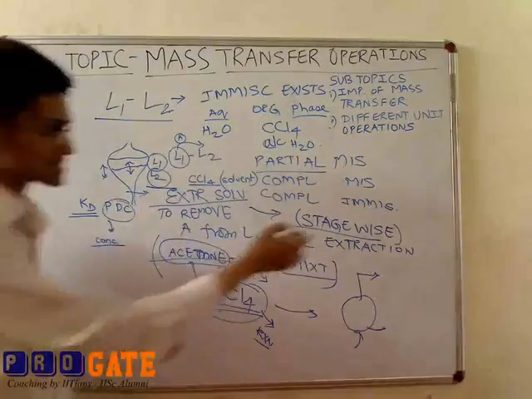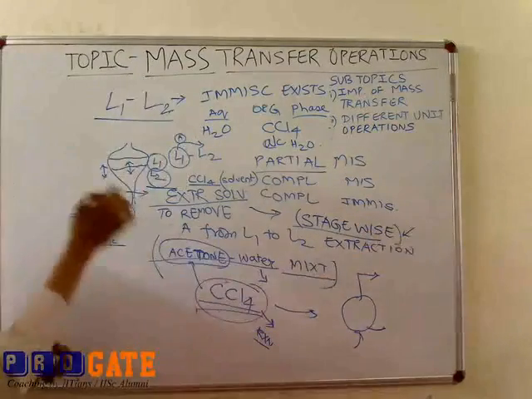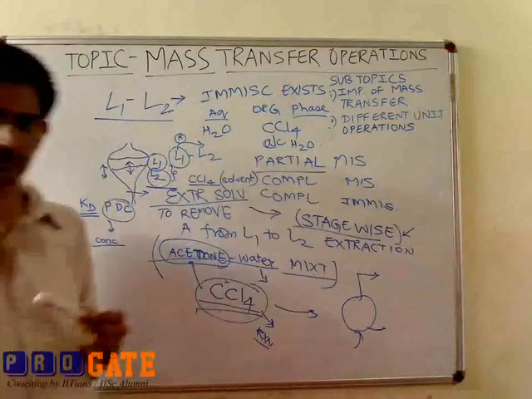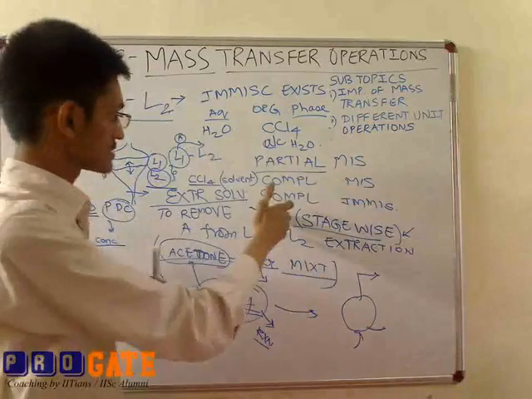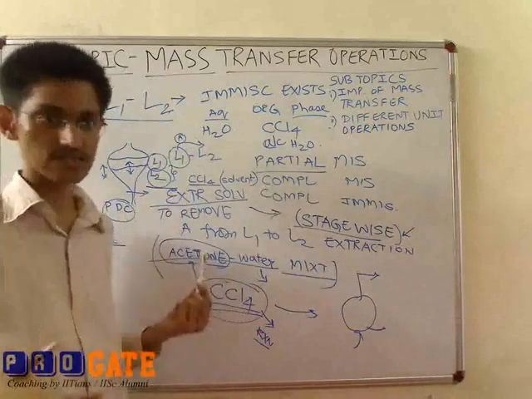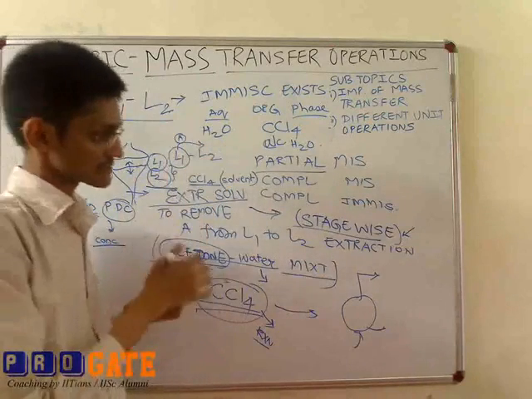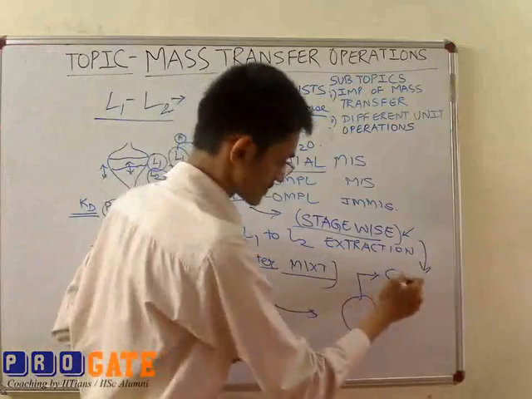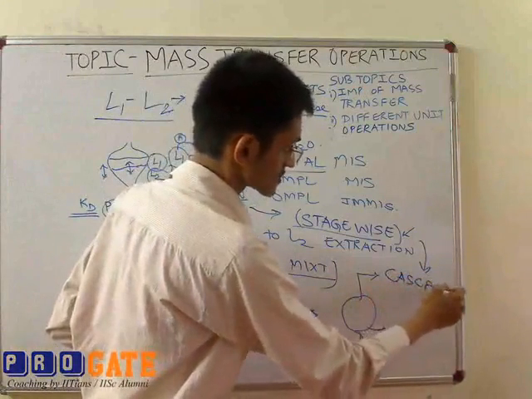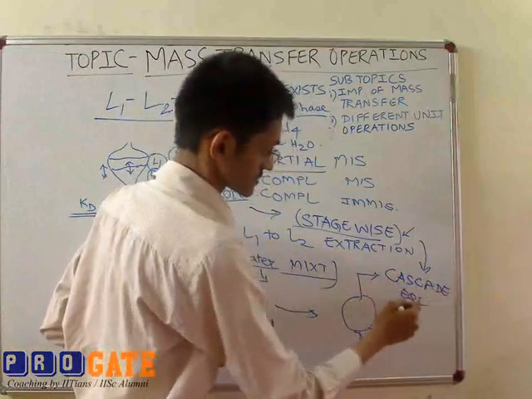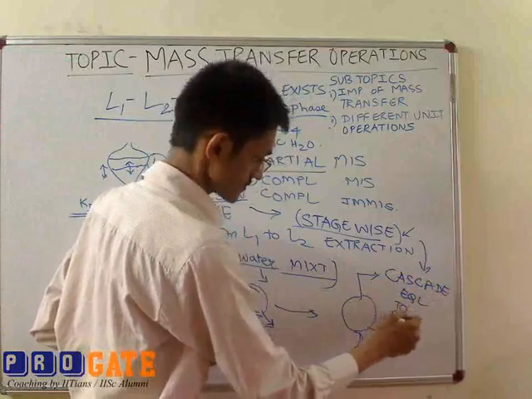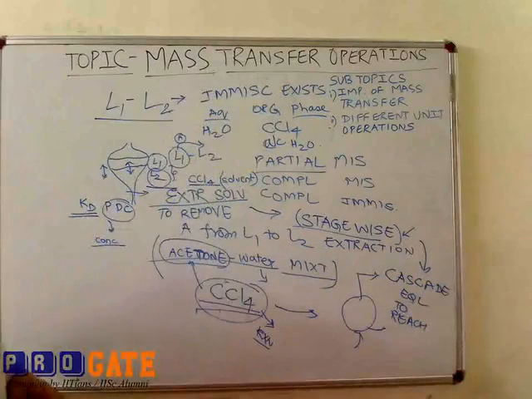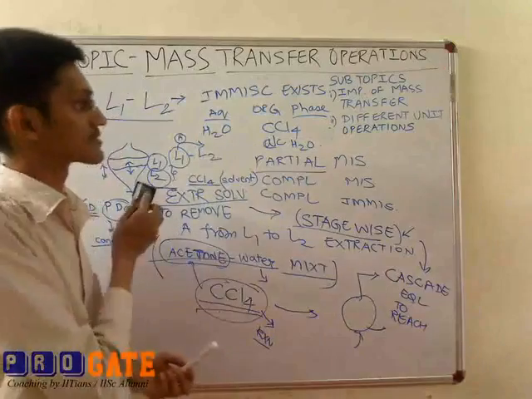Extraction is basically the unit operation, and it is stage-wise. Why? Because you have L1 and L2 phases brought into contact and allowed to settle. So that is one stage, when L1 and L2 are mixed vigorously and allowed to settle. If you carry out this many times, then there will be a cascade of these stages which will finally allow equilibrium to be reached. Again, this operation we will be studying in more detail from the design point of view as well as from the calculation point of view.